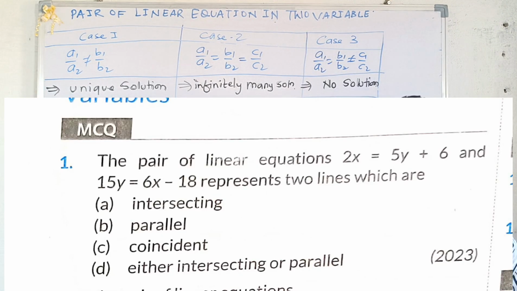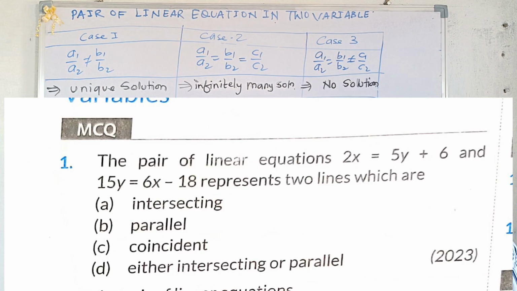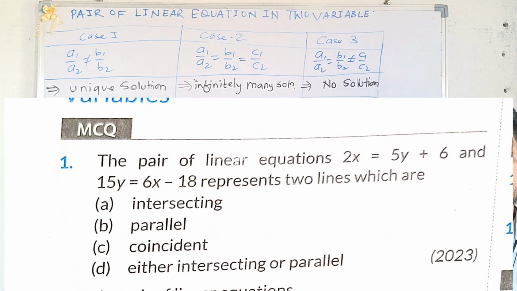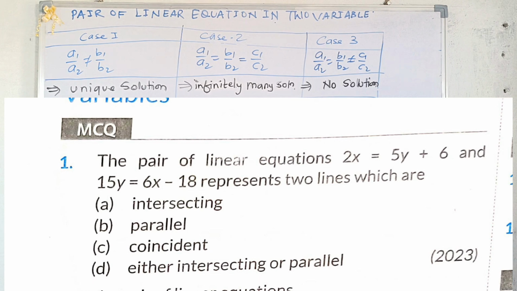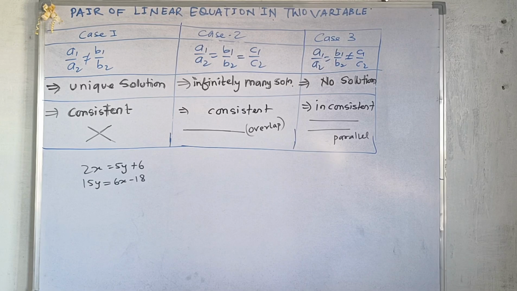Dear students, the question is: the pair of linear equations 2x equals 5y plus 6 and 15y equals 6x minus 18 represent two lines which are: option A, intersecting; option B, parallel; option C, coincident; option D, either intersecting or parallel. Dear students, take a pause and try to solve the question on your own. I will provide you the solution.